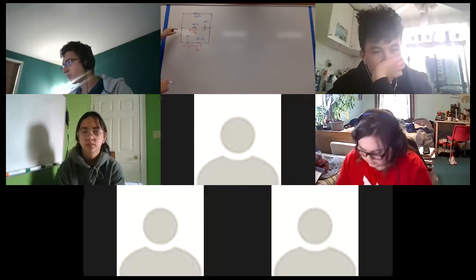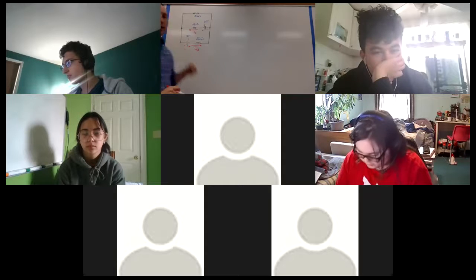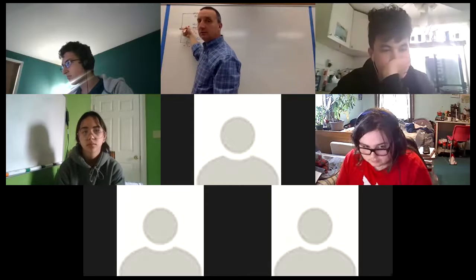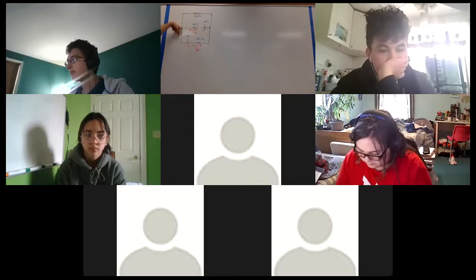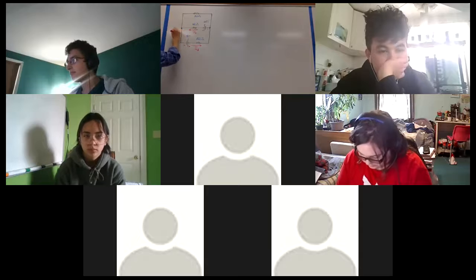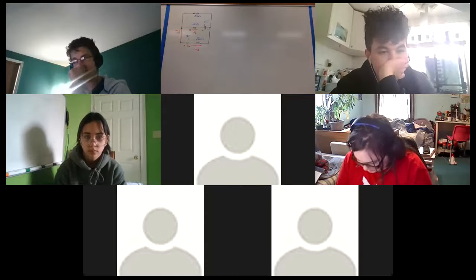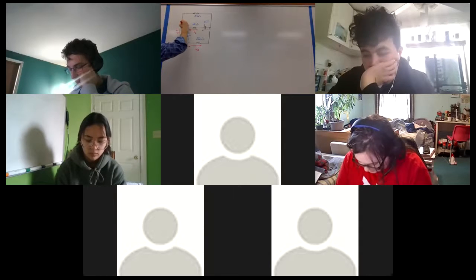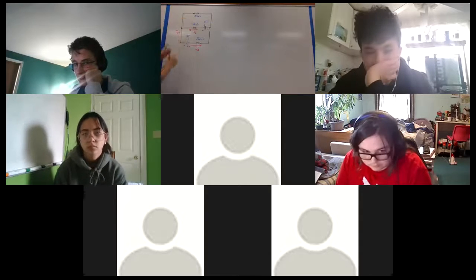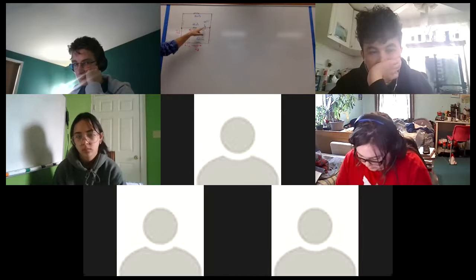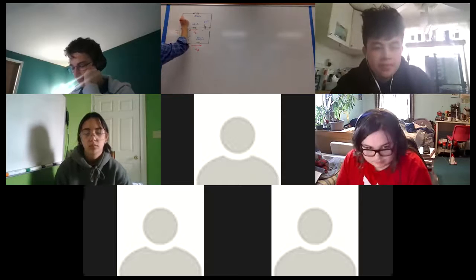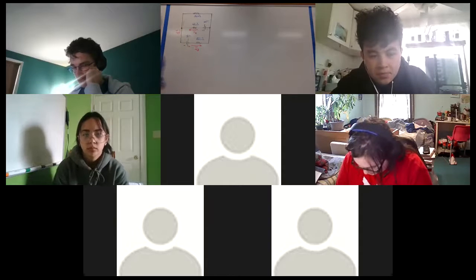Because if we look at this junction right here, we've decided that I2 is going into that junction. I3 is coming out of that junction. This is I3. The question is, what's happening here with this current? Is it going out of this junction or coming into this junction? Anyone have a guess?